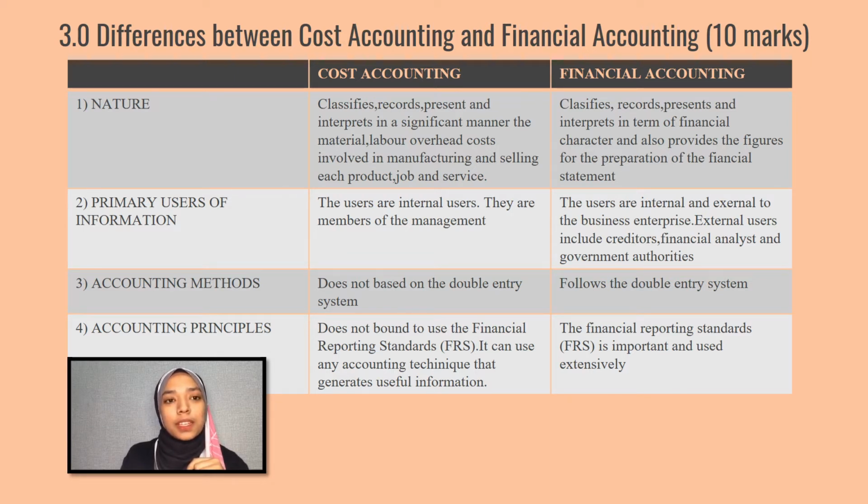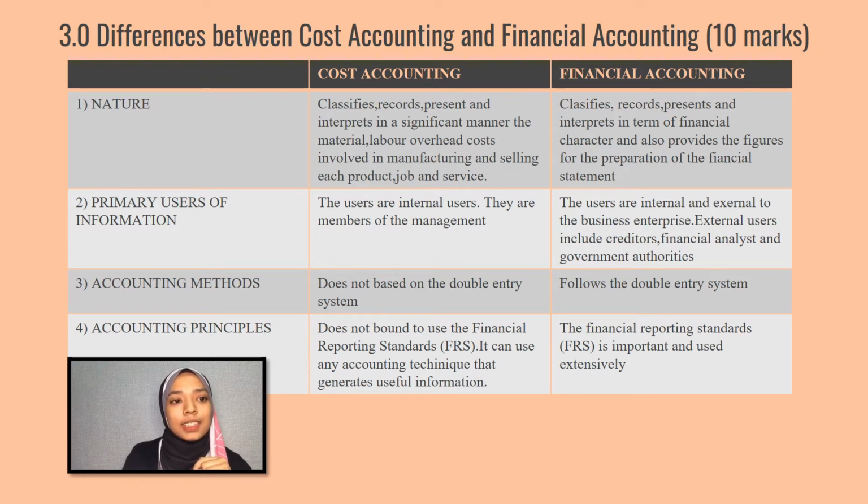I will explain about question 3, which is the differences between cost accounting and financial accounting. My part is cost accounting. The first is nature. The nature of cost accounting is to classify, record, present, and interpret in a significant manner the material, labor, and overhead costs involved in manufacturing and selling each product, job, and services.